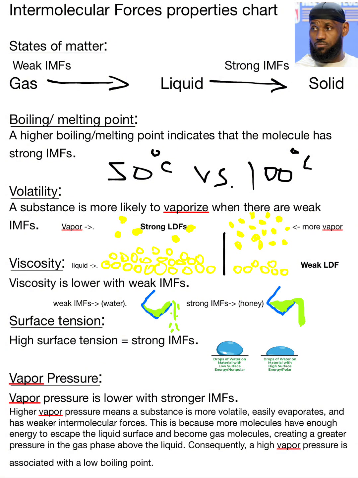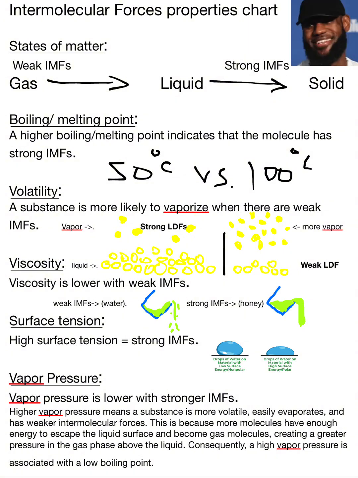First, gases have weak intermolecular forces while solids have strong forces. Substances with weak LDFs are found in the gas phase at STP. For boiling and melting points, a higher boiling point means the molecule has stronger IMFs. For example, a molecule with a boiling point of 100 degrees Celsius will have stronger IMFs than a molecule with a boiling point of 50 degrees Celsius.